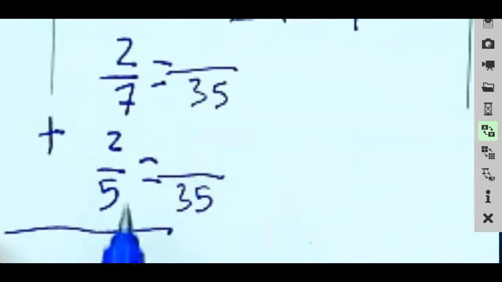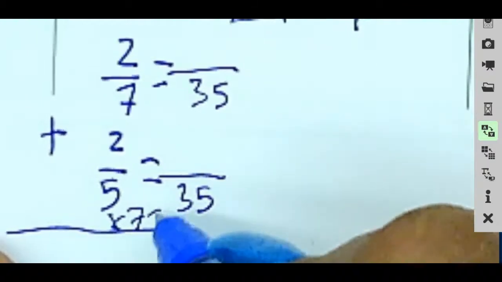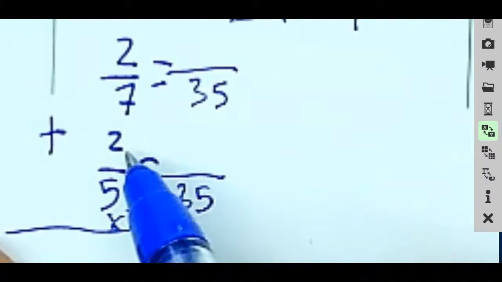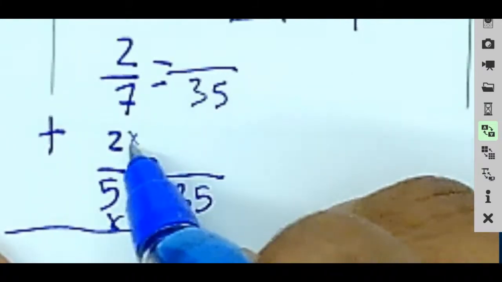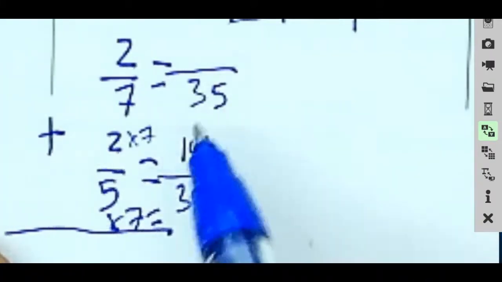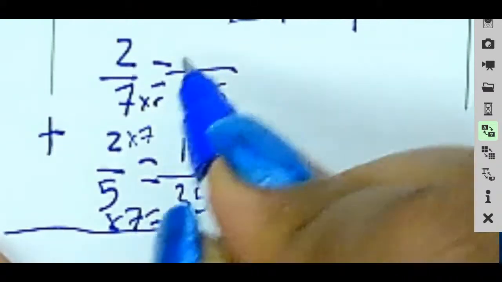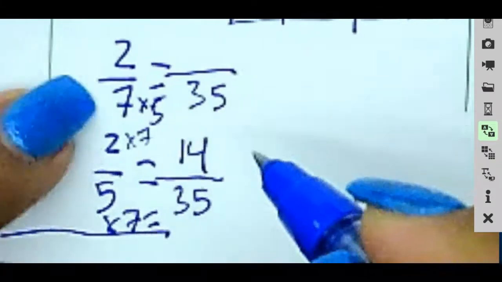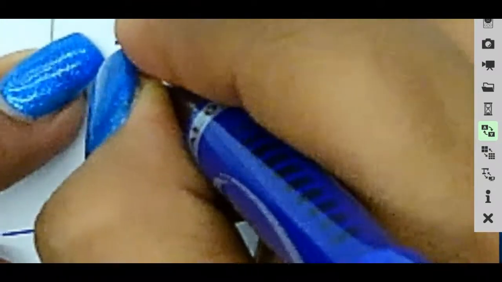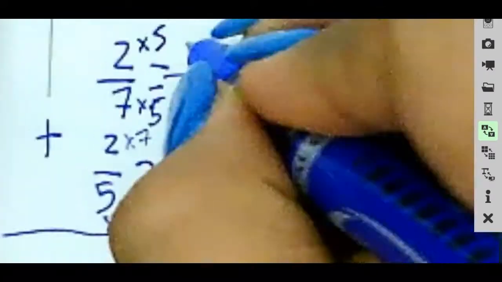Now, I say, okay, 5 times what number equals 35? It was by 7, right? So if I multiply the denominator by 7, now I need to multiply the numerator by 7. 7 times 2 equals 14. Now let's do the next one. 7 times what number equals 35? 5, right? So if I multiply the denominator by 5, I need to multiply the numerator by 5. What's 2 times 5? It equals 10.